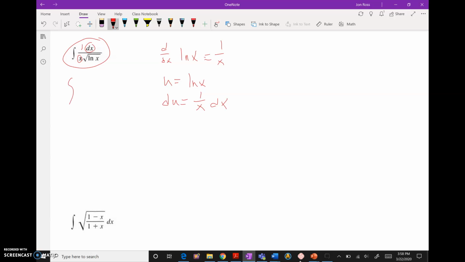So what does this become? Well, the 1 over x dx becomes du, and 1 over the square root of natural log of x becomes 1 over the square root of u. And we've done that integration before. That's really u to the negative 1/2 du. So we go up one value, which is 1/2, and then divide by 1/2. So that becomes 2u to the 1/2 plus c. And let's substitute back in: 2 square root of natural log of x plus c.